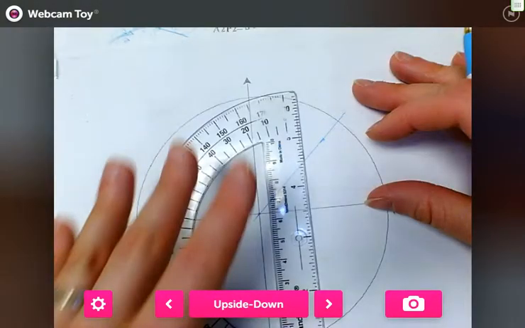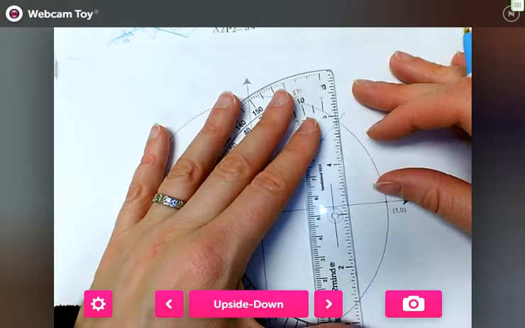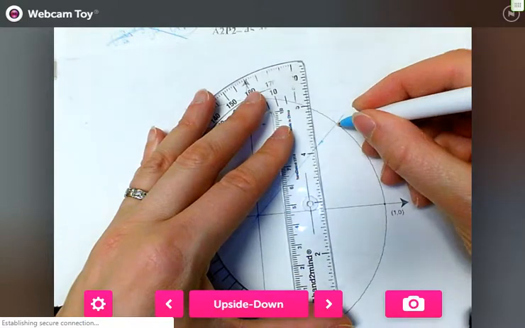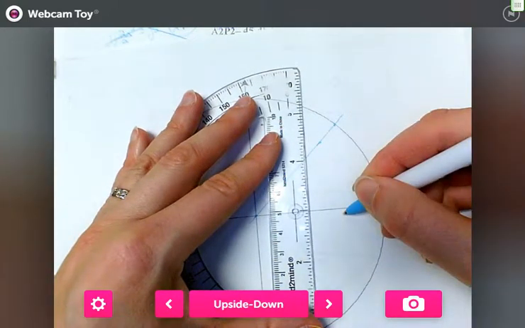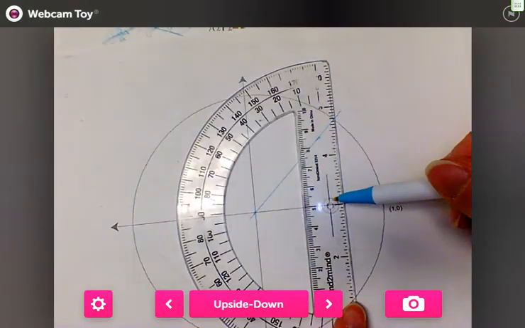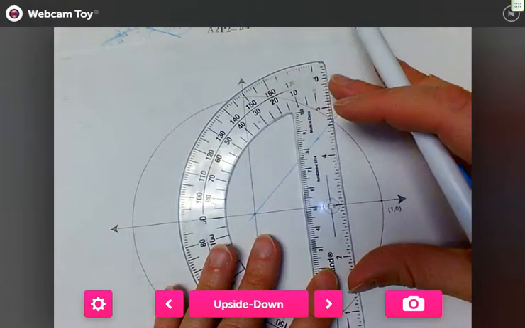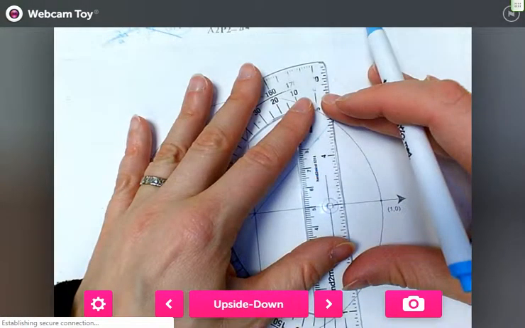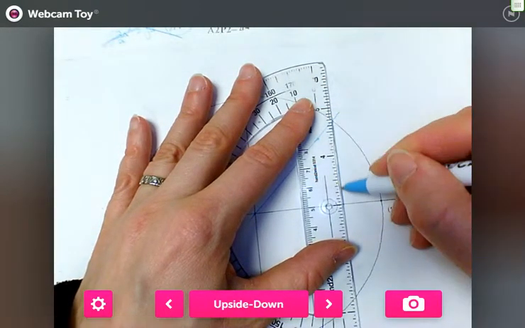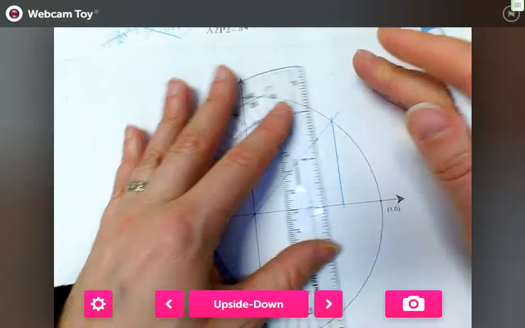All right. Now I'm going to make sure I go straight up and down. See this mark right here? I want to make a line that goes straight up and down. So I am going to line up my 90 degrees with that x-axis, making sure it's nice and perfect. And I'm going to draw my line straight down. Okay?